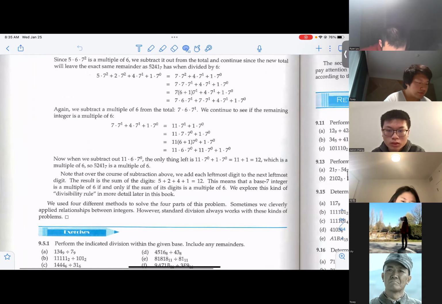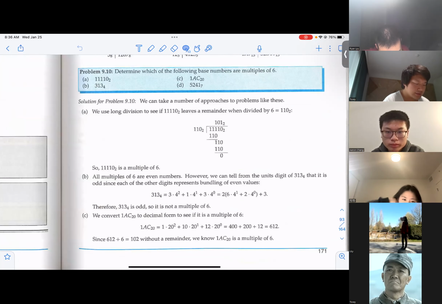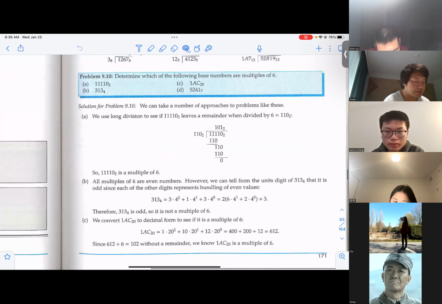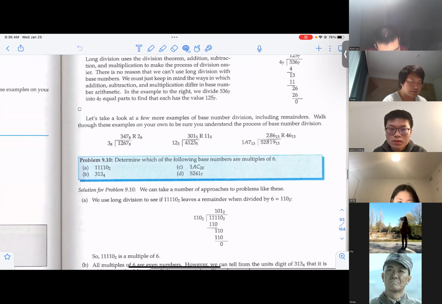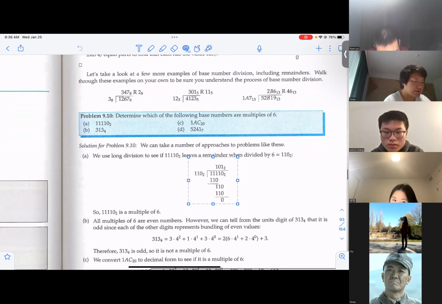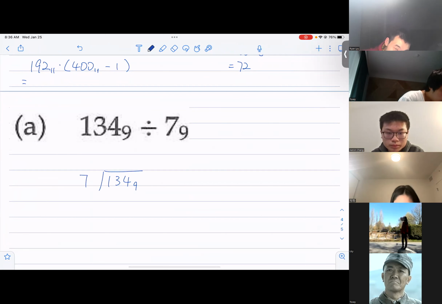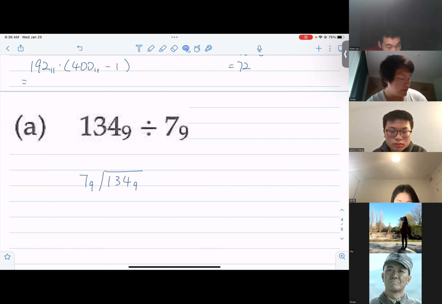There were digit bundles. There was just doing this long division and that kind of stuff. Or you can always convert them back to decimal system and do a division. But personally I believe that doing this long division is the easiest. So let's try this long division. So 1, 3, 4 base 9 divided by 7 base 9. Try an easy one and then some harder ones, and I think that'll be good. Just do it as regularly, but remember you're in base 9. Okay. So what do we do?